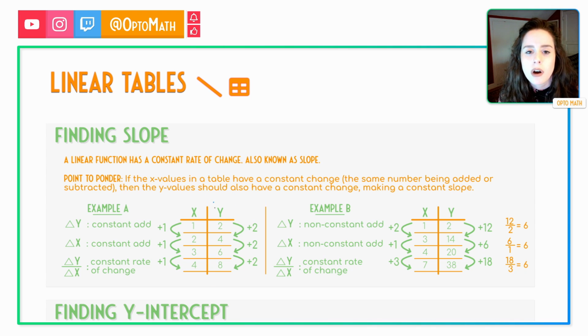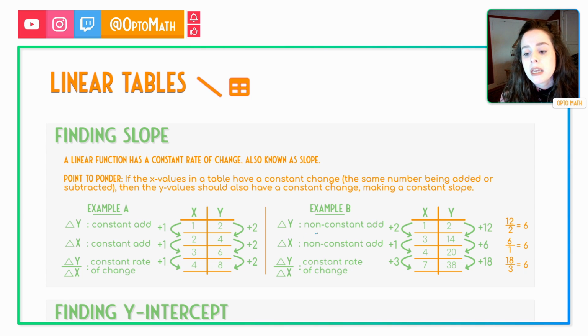That's what the point to ponder really means. A y change divided by the same x change every time is going to be the same number. So for this example, our change in y was a constant add. Our change in x was a constant add. So a constant add divided by a constant add is going to be a constant rate of change.